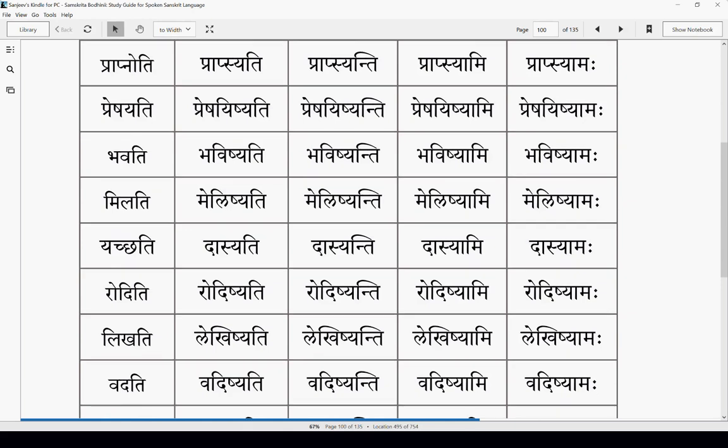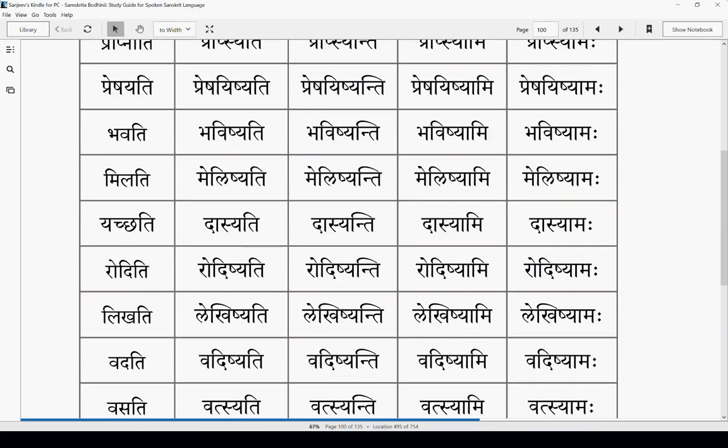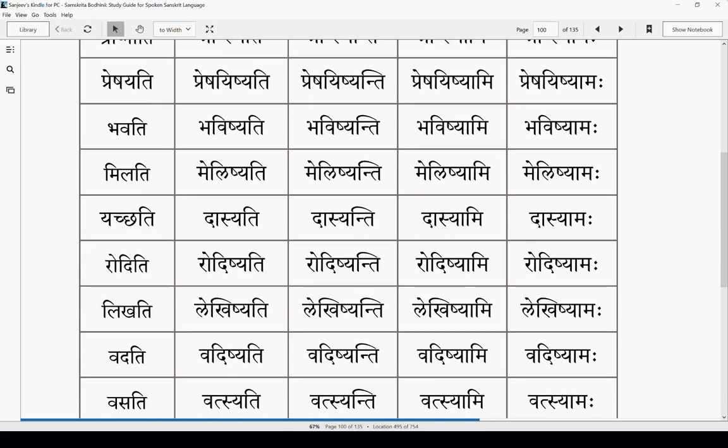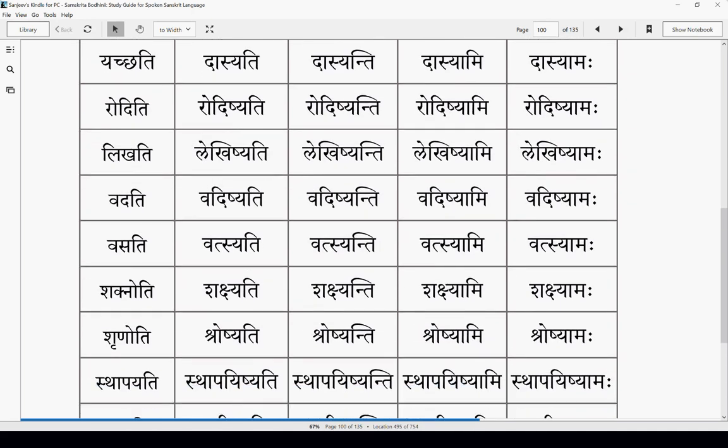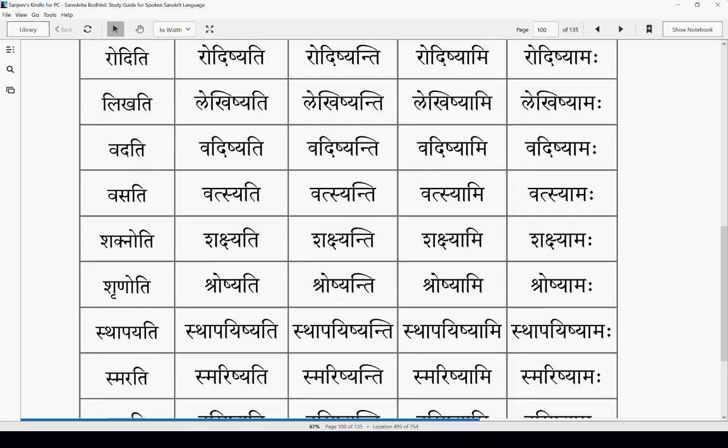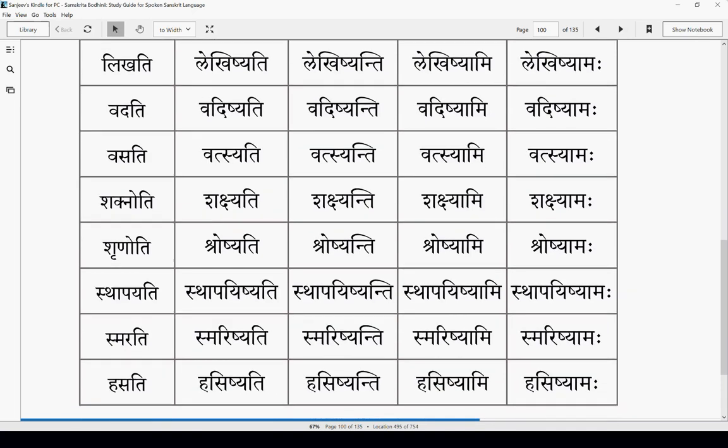Similarly, note Milati, Melishyati. Yachati. There is one more, Yacha, which also has a form Dasyati. Yachati is also giving. Dadati is also giving. Vasati, Vatsyati, Shaknoti, Shakshati, Shrunoti, Shroshyati.